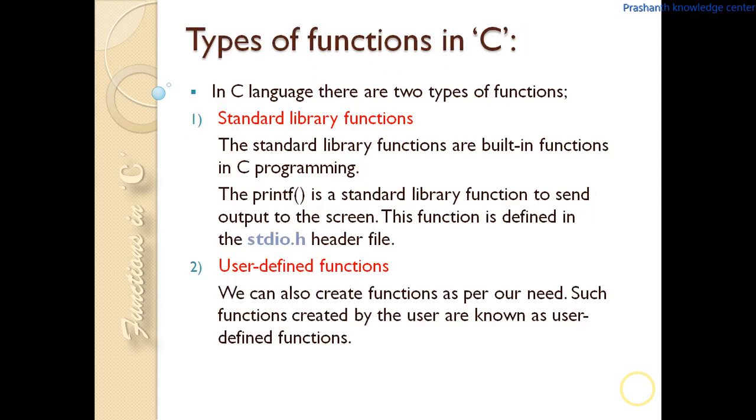Now let us understand what are the types of functions. In C language there are two types of functions: the standard library functions and user defined functions. All these days we are writing the header files #include stdio.h, #include conio.h. Why are we writing these header files? Because the standard library functions are defined inside different header files saved with extension .h.